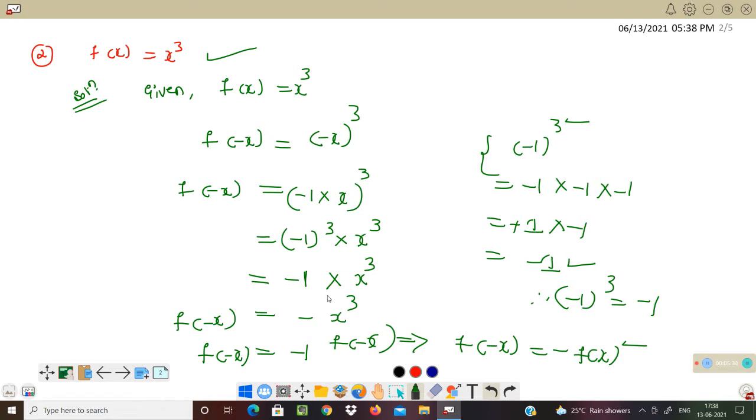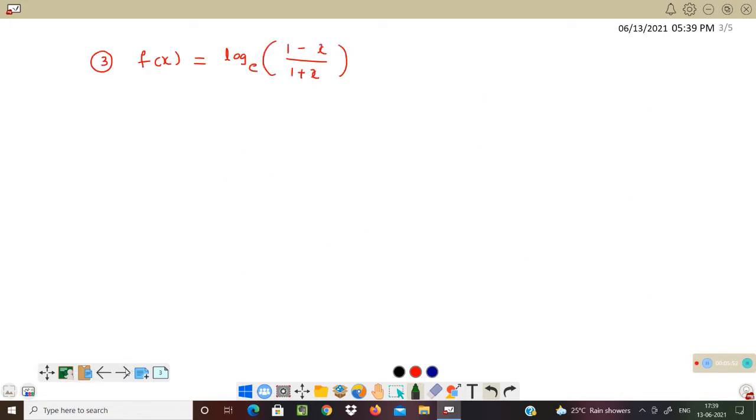Then easily you can say that therefore f of x, given f of x, which is nothing but x cube, which is an odd function. Okay, so easy, just do practice. Now let us move on to the third function.